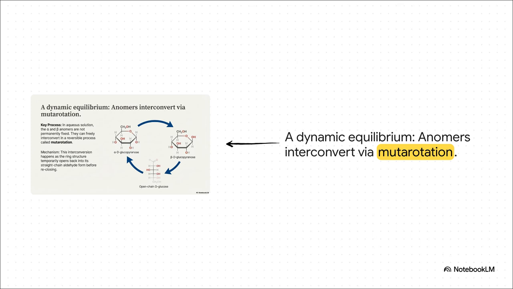But these ring forms aren't locked in place. They're not static. In a solution, the ring can actually pop open back into its straight chain form and then snap shut again. This means that alpha and beta glucose are constantly flipping back and forth in this beautiful dynamic equilibrium. The whole process is called mutarotation.